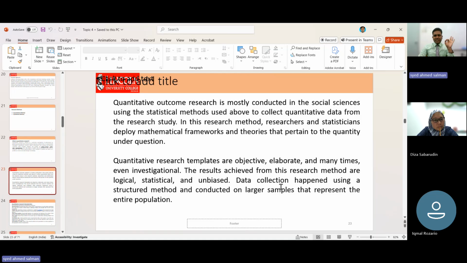Quantitative outcome research is mostly conducted in the social sciences using the statistical methods mentioned above to collect quantitative data from the research study. In this research method, researchers and statisticians deploy mathematical frameworks and theories that pertain to the quantitative subject under question. So just now I told you, under this theory we are talking about numbers, quantitative methods, and statistics. We are using mathematical formulas, we are using maths.